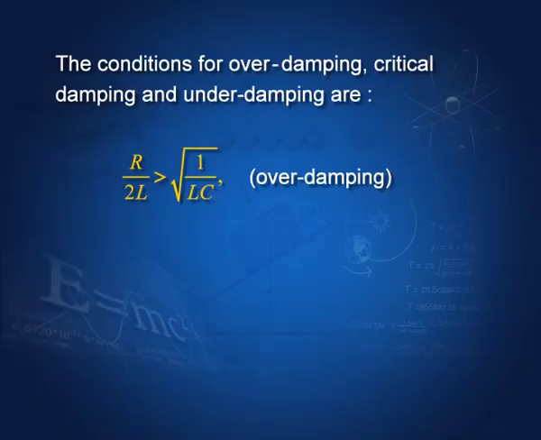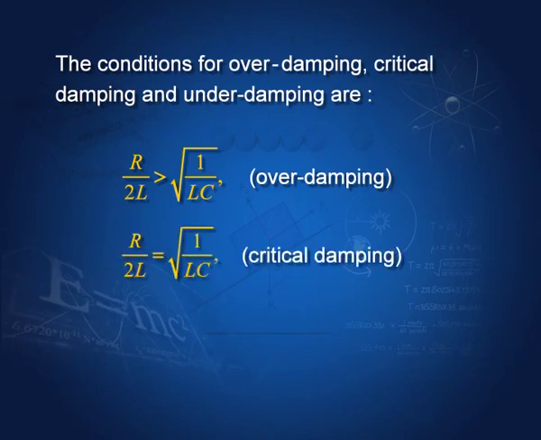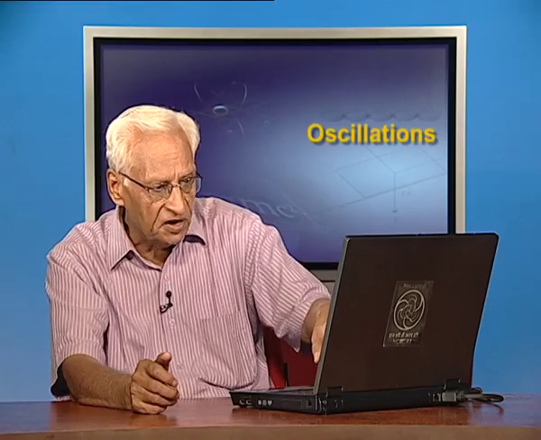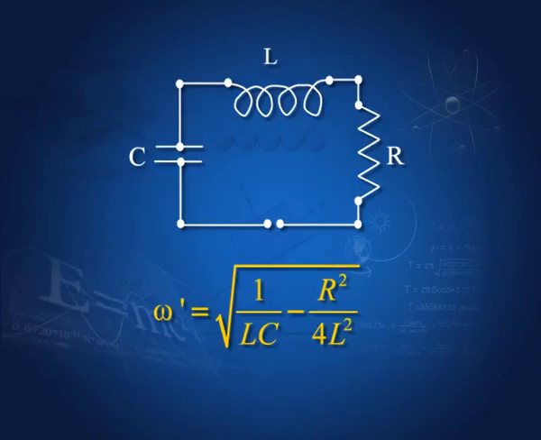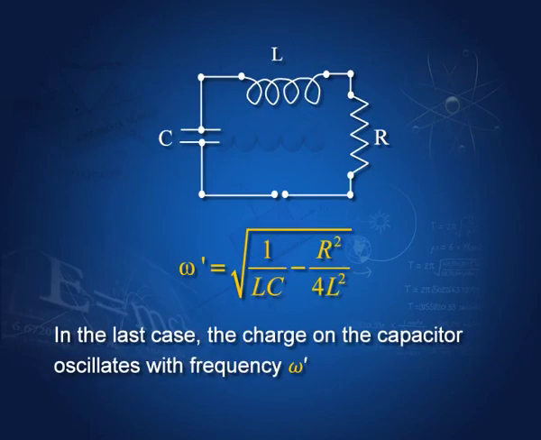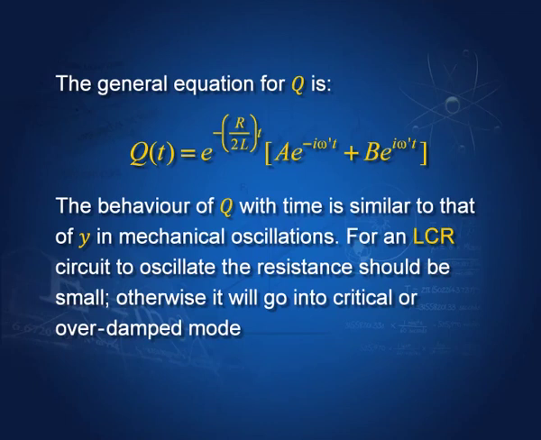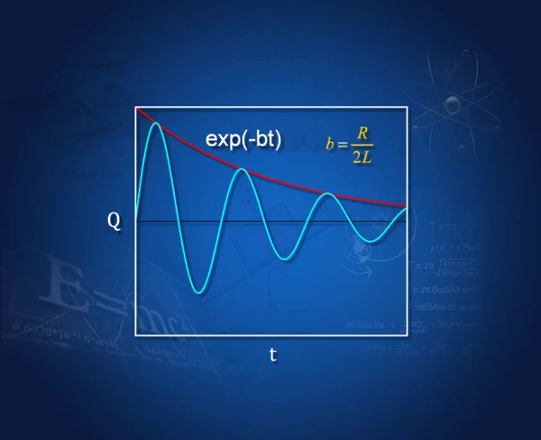Therefore, we have the conditions for overdamping: R by 2L greater than the frequency, which is 1 by square root of LC; critical damping when the two are equal; and underdamping when R by 2L is smaller than 1 by square root of LC. The changed frequency because of this damping is the square root of 1 by LC minus R squared by 4L squared. Although R is very small, this change is very small, but the change is there. This is a circuit containing the resistor, the capacitor and the L, with the source. These are the conditions, and this is how the oscillations decay. In this case, b is R by 2L, and this shows e to the power minus bt.